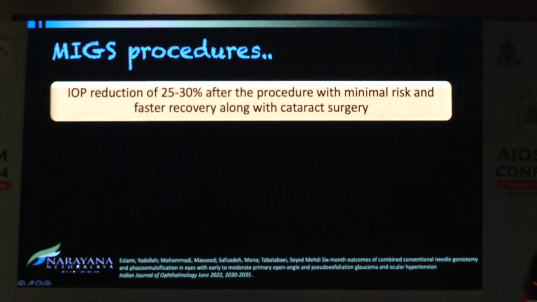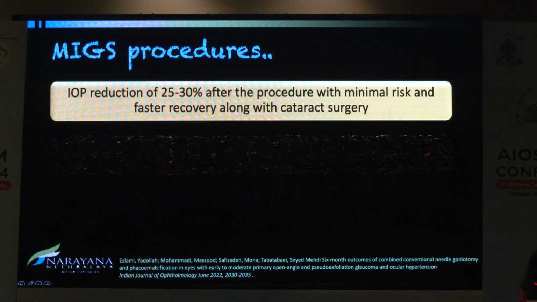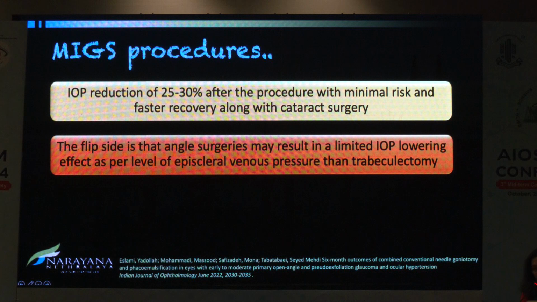I would conclude by saying that the mixed procedures do provide 25 to 30% intraocular pressure reduction with minimal risk and faster recovery along with the cataract surgery. The flip side is that angle surgeries may result in limited IOP lowering. That means you cannot reduce the intraocular pressure below episcleral venous pressure. So in patients where you require pressure in the single digit, you cannot achieve that by MIGS alone. You may have to supplement with drops, or you may have to resort to trabeculectomy.